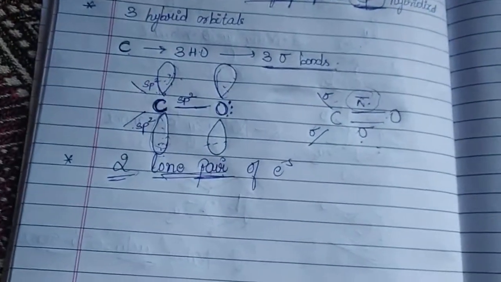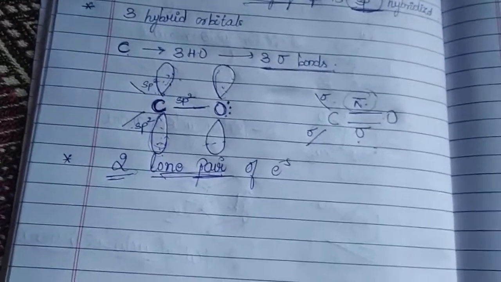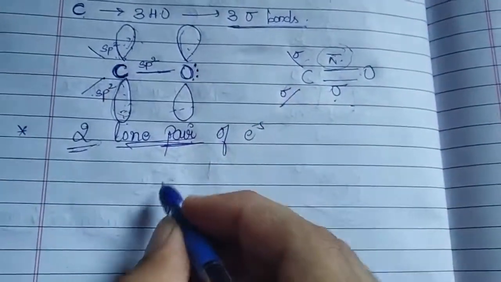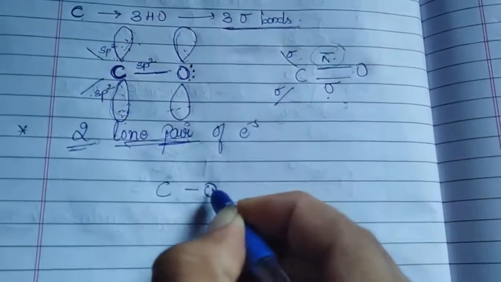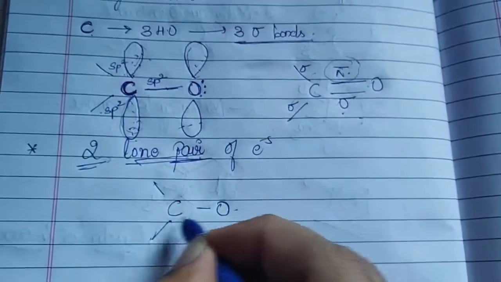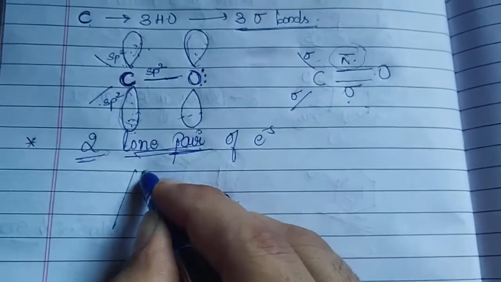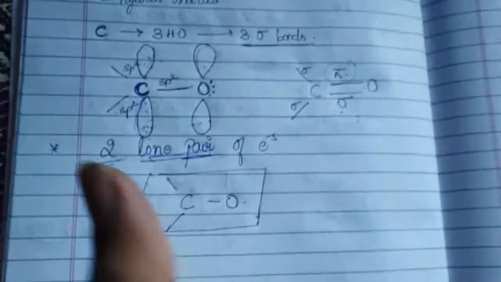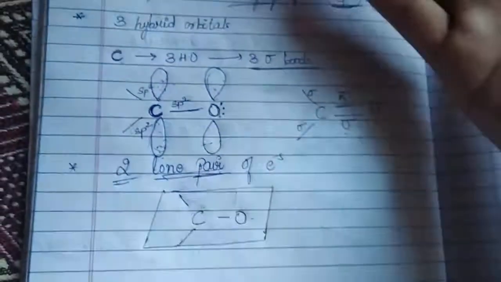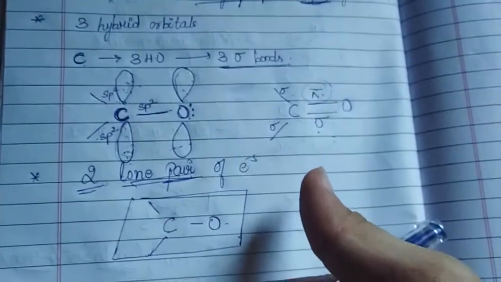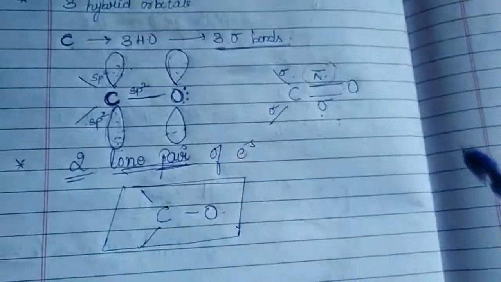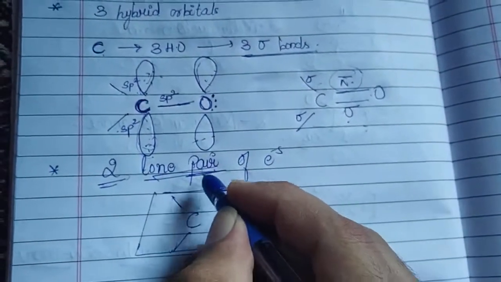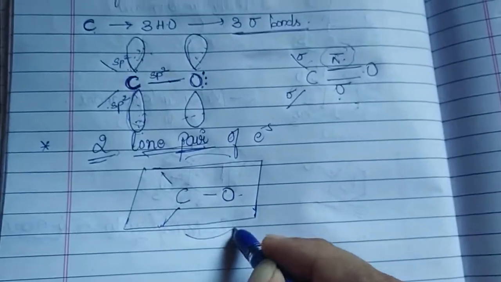Now, with respect to the electron density, the 3 groups attached to the carbon all lie in a single plane. So if I consider this page, your carbon, oxygen and the other 2 groups will be lying on this page itself. Whereas the pi electron clouds will be lying one above the plane and another below the plane.